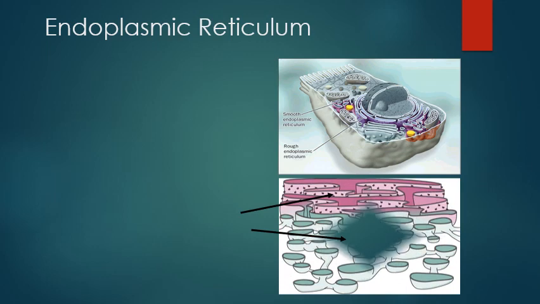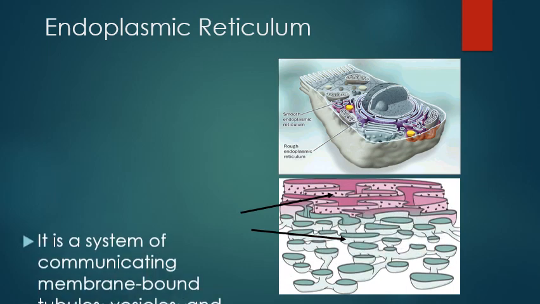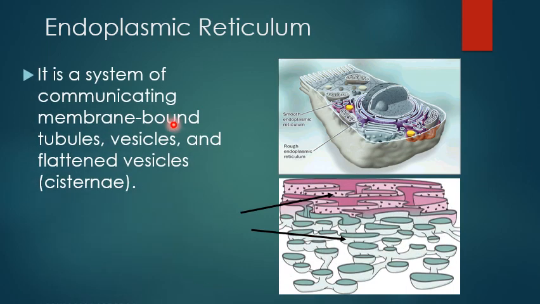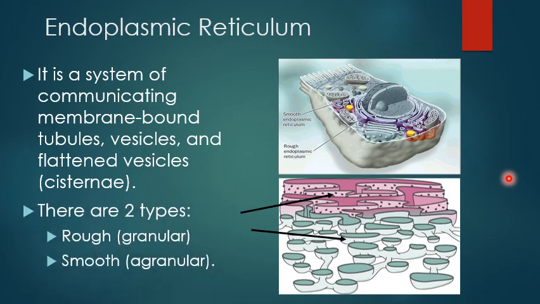Endoplasmic reticulum, we have two types. Endoplasmic reticulum is a system of membrane-bound channels communicating together, either rough or smooth. Rough due to the presence of ribosomes, smooth due to the absence of ribosomes. The rough is called granular and the smooth is called non-granular. As you can see here, it is a membrane-bound system of intercommunicating channels.